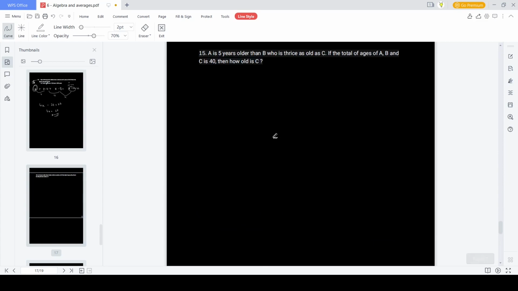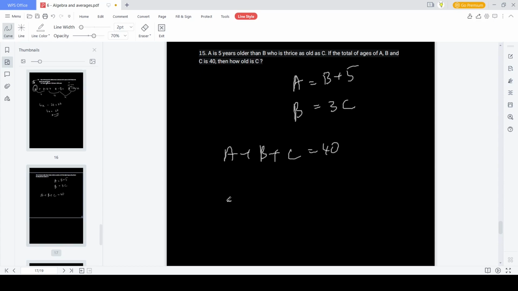Okay, next question. A is 5 years older than B, who is thrice as old as C. So directly start making the equation. A is 5 years older than B. B is equal to 3 times C's age. If the total of their ages is 40, then how old is C? They're asking. So A plus B plus C is equal to 40. B is nothing but 3C. So A plus 3C plus C is equal to 40.